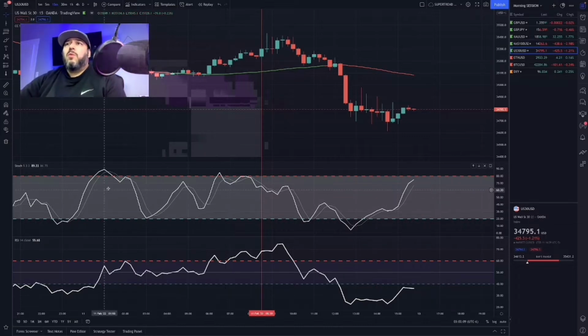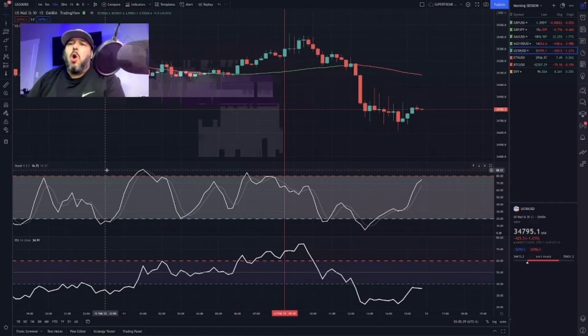Okay, so when you look at a Stochastic and you get above the 80 mark here, you're coming to exhaustion. And what I mean by that is there are so many buyers that it's getting ready to exhaust, which means it's getting ready to go a different direction. It's what they call overbought.